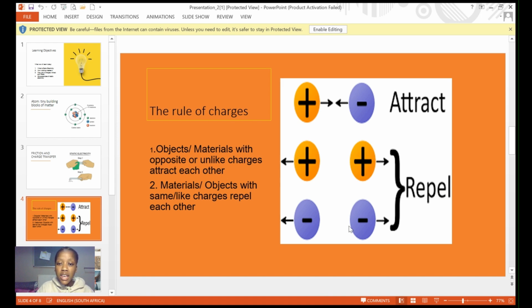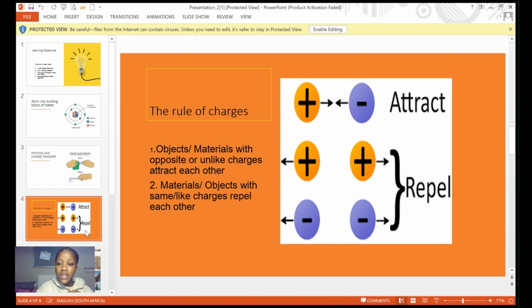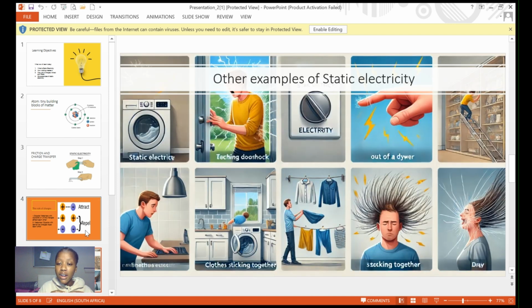So, if you check here, we have positive and positive. They move away from each other. If you check the arrows here, and also the negative and negative, they move away from each other. So, if your ruler was not charged, those tiny pieces of paper were not going to stick here, they were not going to attract what? Your ruler. They were just going to remain the way they are, right? That's how the rule of charges works.